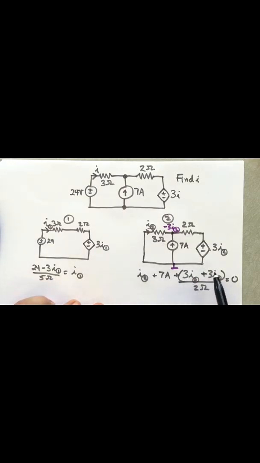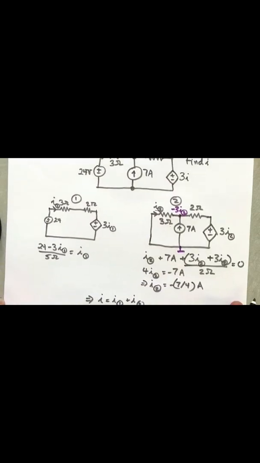So that's going to be 3 I2, so we're going to have a total of 4 I2 is equal to minus 7. That means that I2 is equal to minus 7/4. And that means that the total current, which is I1 plus I2. Actually, let's rearrange here to solve for I1. Didn't quite finish that up.